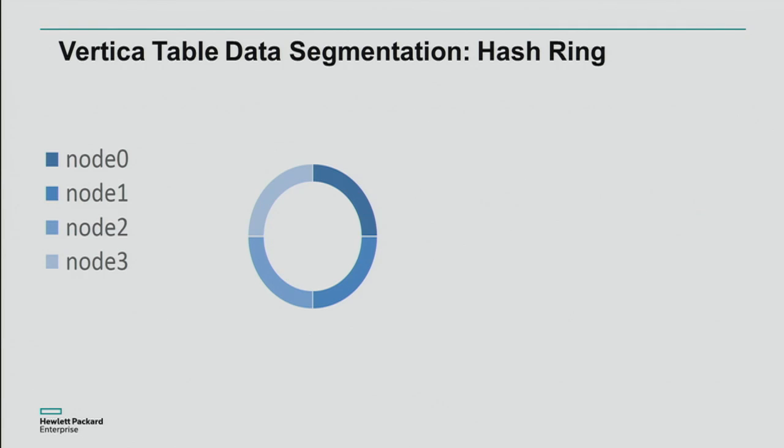Imagine that you have a 4-node Vertica cluster. The table data is going to be segmented based on a hash function. Now imagine that this ring represents the range of values that you might get after running a tuple through the hash function. There are 4 quadrants to this circle, each quadrant representing a node. So if the tuple hashes to that quadrant, then it goes to that node.